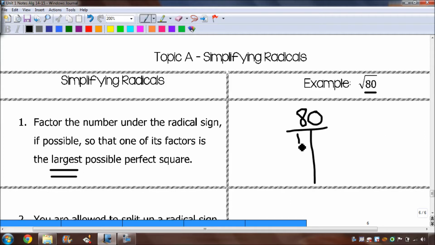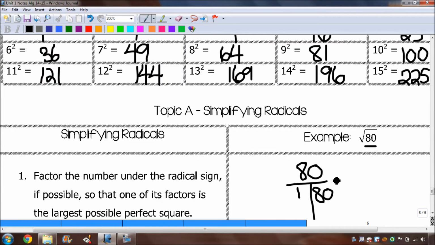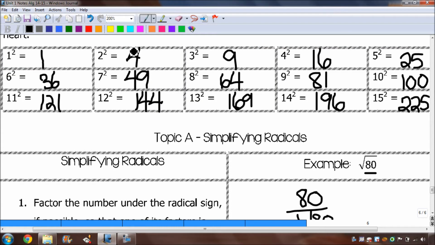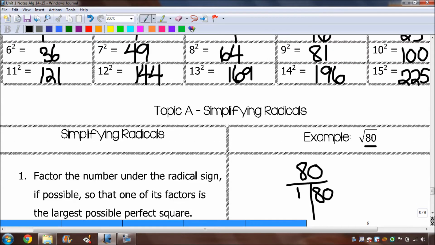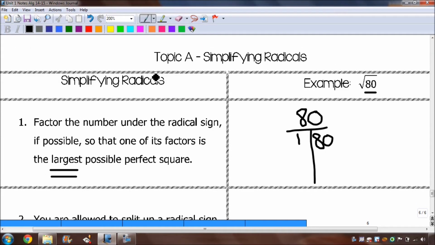Now the first perfect square is 1, so I know that 1 is a factor because 1 is a factor of any real number. Now 2 is also a factor of 80, but I'm not going to include 2 in my answer because 2 is not a perfect square. So I'm only going to include 4 because 4 is a perfect square. Now 4 is a multiple of 80 and I end up getting 20. So the numbers I'm going to put in my chart are 4 and 20, okay?